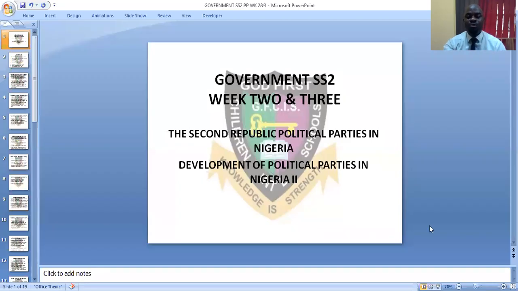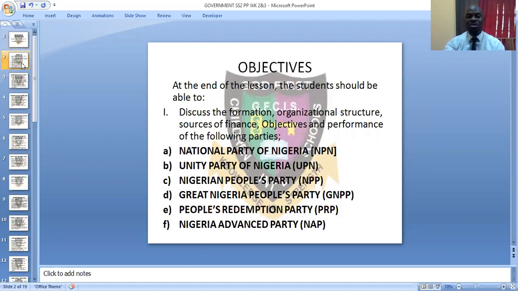Now, for week two and week three, we are going to be treating the development of political parties in Nigeria II, which is the Second Republic political parties in Nigeria, that is, those parties that were registered and formulated within the Second Republic. Before we go into details, let's look at our learning objectives.